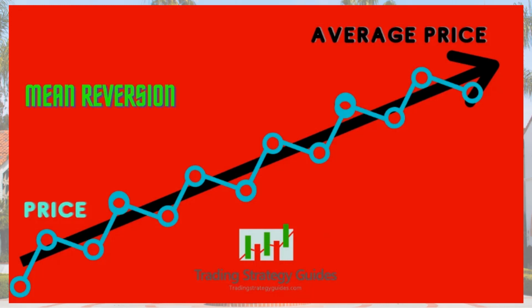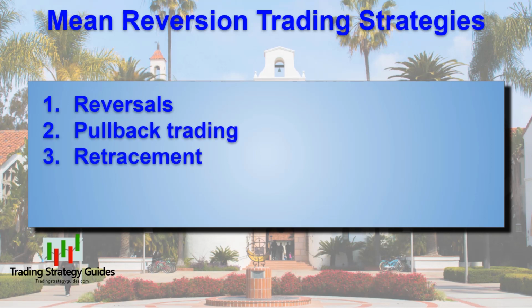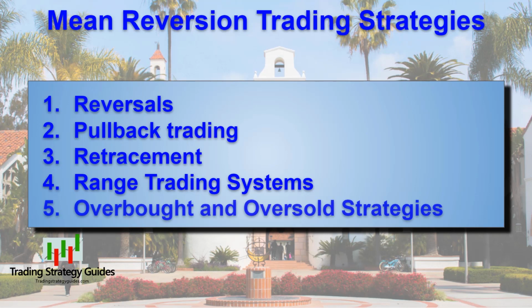The concept of mean reversion forms the foundation of many trading strategies that involve buying and selling when the price has deviated from their historical averages. The idea is that in the long term, prices will return back to their previous average prices and normal pattern. Examples of mean reversion trading strategies include reversals, pullback trading, retracement, range trading systems, and overbought and oversold strategies. These are typically any strategy that identifies extreme price movement in an unexpected direction.